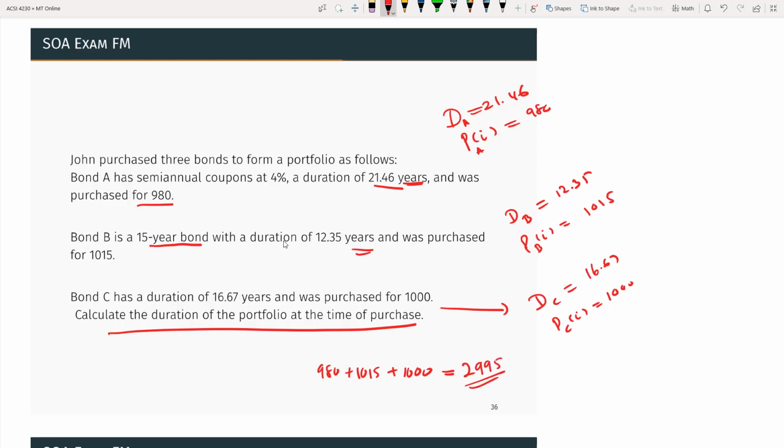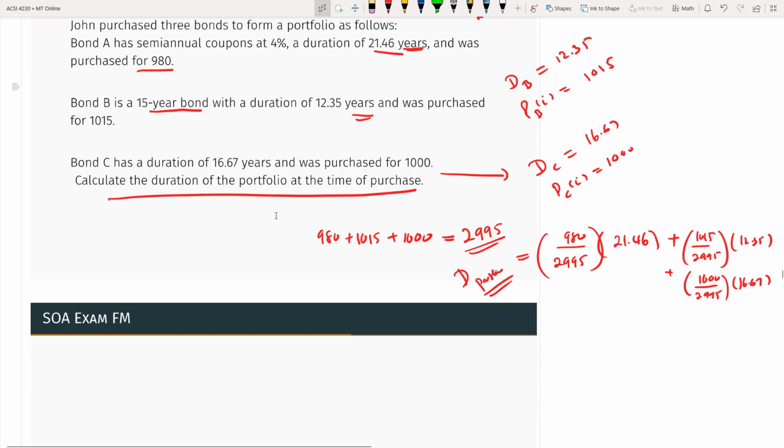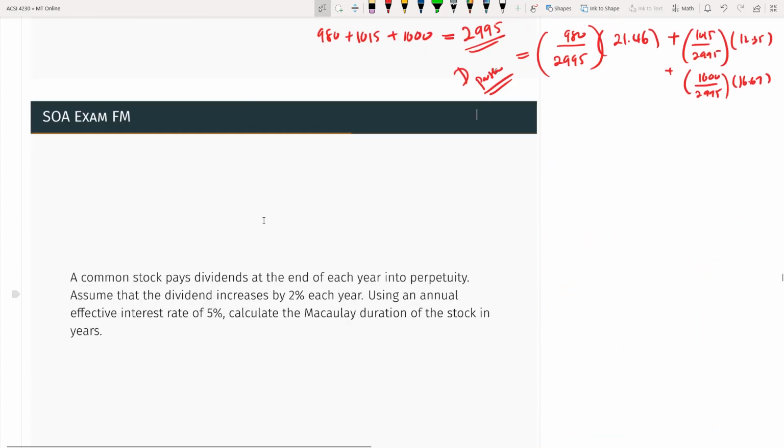Okay, so now we can divide 980 by that total value. And because now we are taking the weighted average, 21.46 plus 1000 divided by the total, and so on. So that would be the duration of the portfolio. So these kinds of problems are simpler than what we try to do.